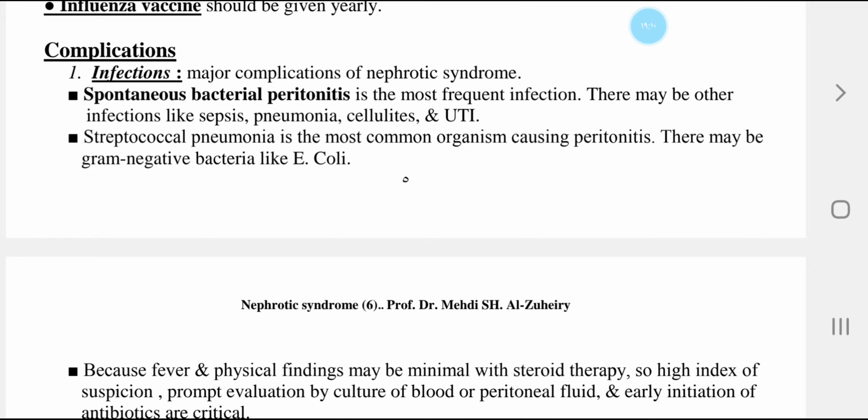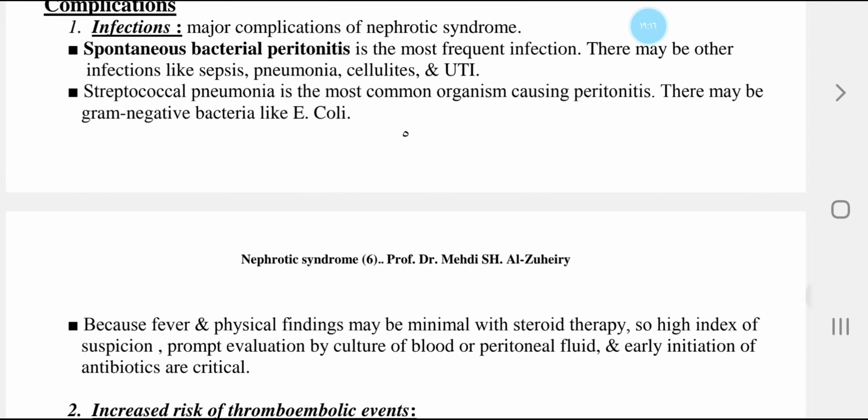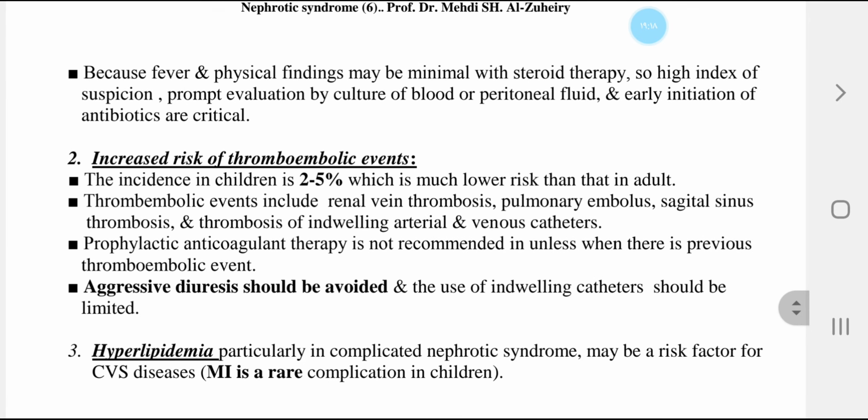Streptococcal pneumonia is the most common organism causing peritonitis. There may be gram-negative bacteria like E. coli. Because fever and physical findings may be minimal with steroid therapy, a high index of suspicion, prompt evaluation by culture of blood and peritoneal fluid, and early initiation of antibiotics are critical.